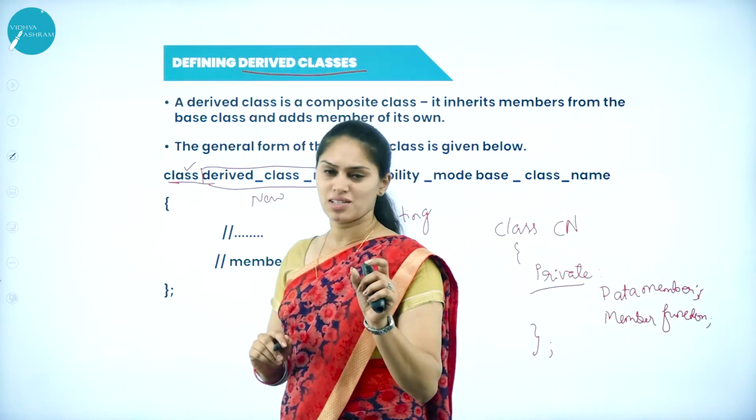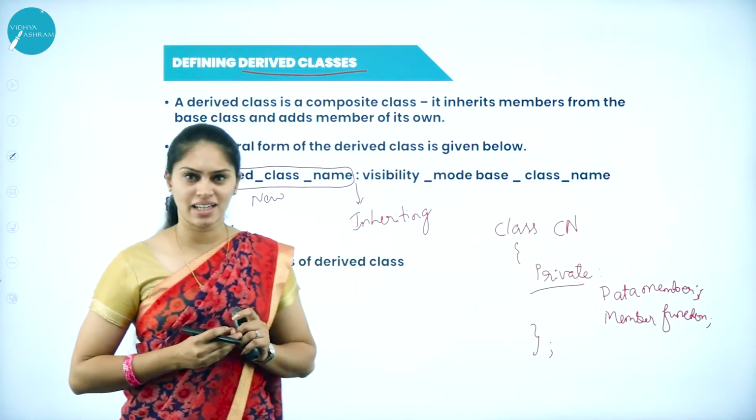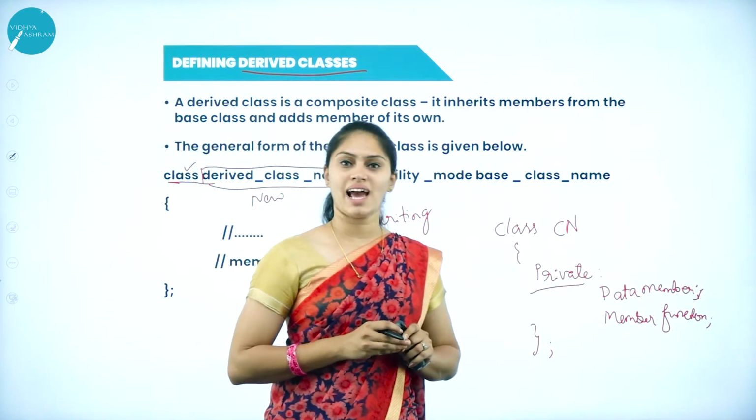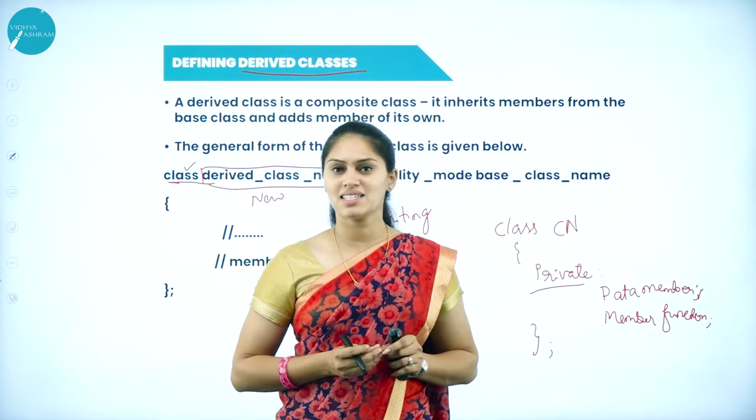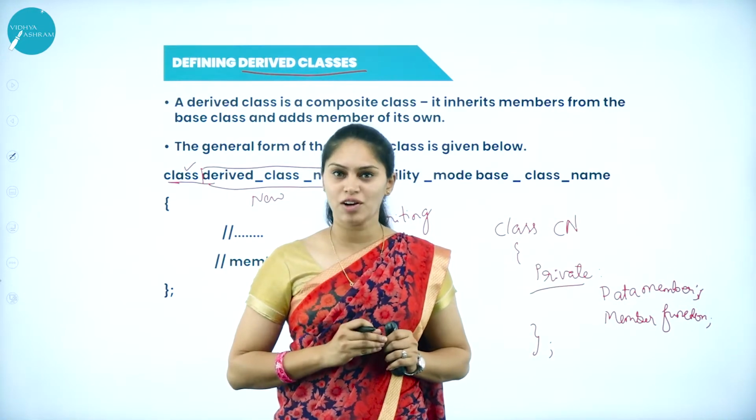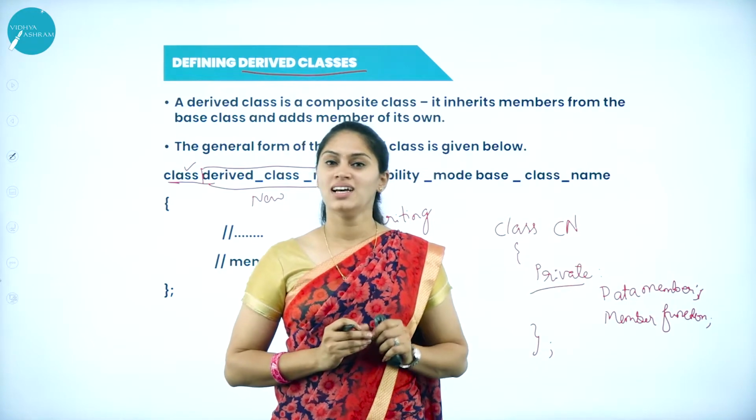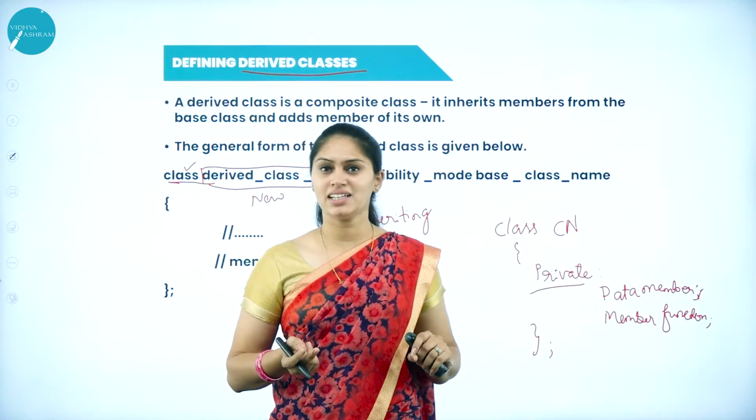First, the class keyword must be used. That means we are creating a class. Then I must take the class name. Which class name must I specify? That is the derived class name. Then I have a colon that indicates that I am inheriting the features.